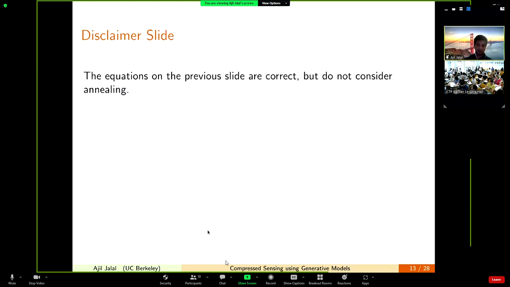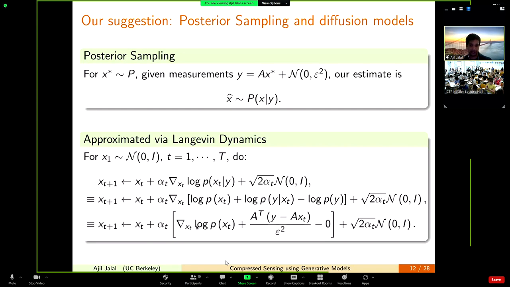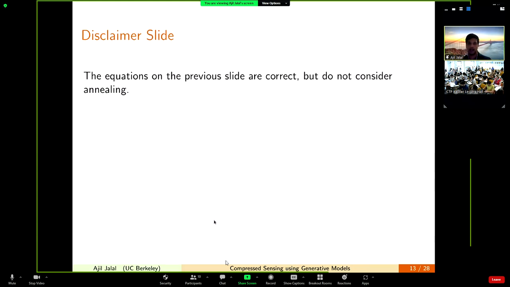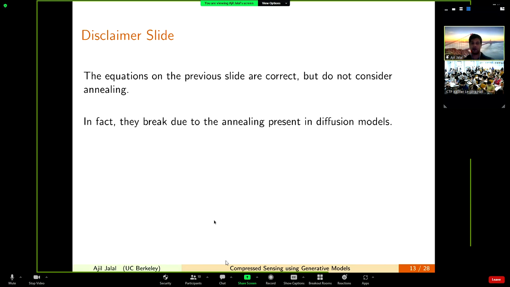And the reason things break is that it's not that the equations on the previous slide are incorrect. They are correct, but they don't consider the fact that diffusion models learn the annealed distribution. So while I said that a diffusion model would be able to approximate the gradient of the log marginal of your image, diffusion models don't actually do this. They learn some gradient log of p tilde, where p tilde would be an annealed or mollified version of p. And since I don't consider that annealing, if you do actually try writing out the former equations using annealing, it breaks and it's no longer correct.